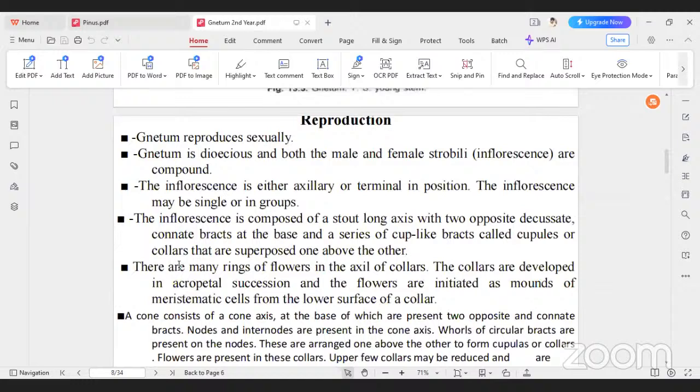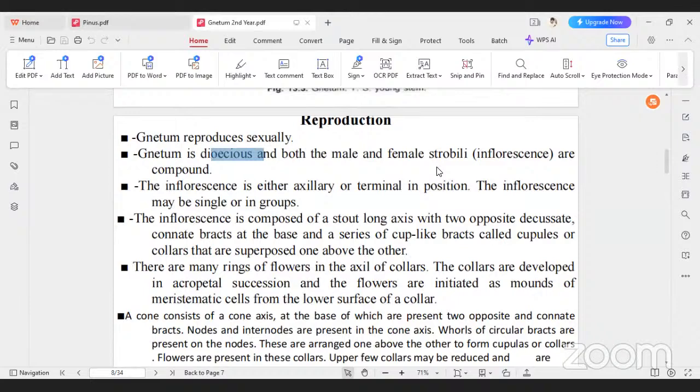Now reproduction. What are the reproductive parts? Like same cones. Cones are the reproductive part. But these cones in Gnetum are somewhat different when compared with Pinus and other gymnosperms because they are an advanced character. Gnetum reproduces sexually, mainly sexual reproduction. Gnetum is dioecious. That means male and female are separate.